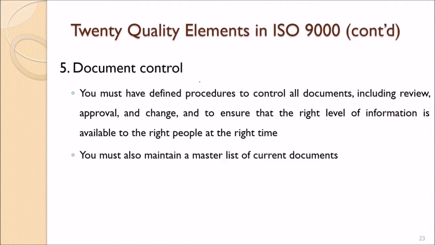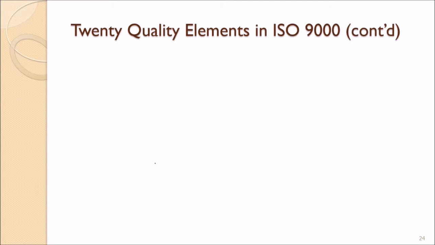Then document control. It says you must have a defined procedure to control all the documents. Document control is important, and it includes the review, approval, and change, and ensures the right level of information is available to the right person at the right time. And you must also maintain a master list of these current documents. That is called document control.